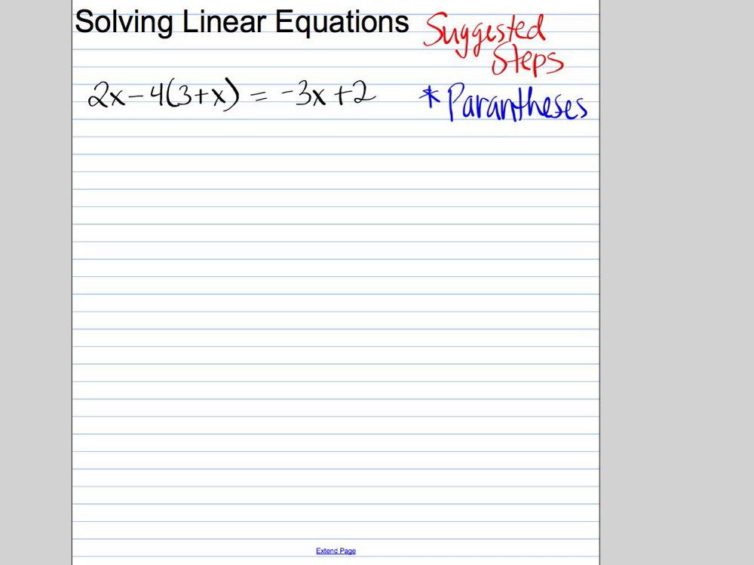I'm going to do that by distributing -4 times each of those. So the 2x is going to copy, but I'm going to do -4 times 3 to get -12, and -4 times x to get -4x. That negative is really important. Everything on the other side just copies. Okay, that's our first move. It allows me to work things out so I can simplify. Because the next biggest thing you'll do, if there are no parentheses, is simplify each side.